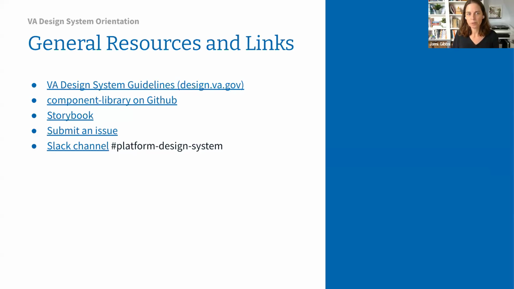So to wrap things up, there are a couple of other resources that I wanted to point out. I've already talked about the documentation site, which is design.va.gov. I'll have a link to the component library on GitHub, and also a link to Storybook so that you can view that. There will also be a place to submit an issue in GitHub for us, and that should include not only technical issues, but issues with content and those sorts of things. And there's a dedicated Slack channel. This is a public Slack channel that anybody is welcome to come into and ask questions or start discussions.